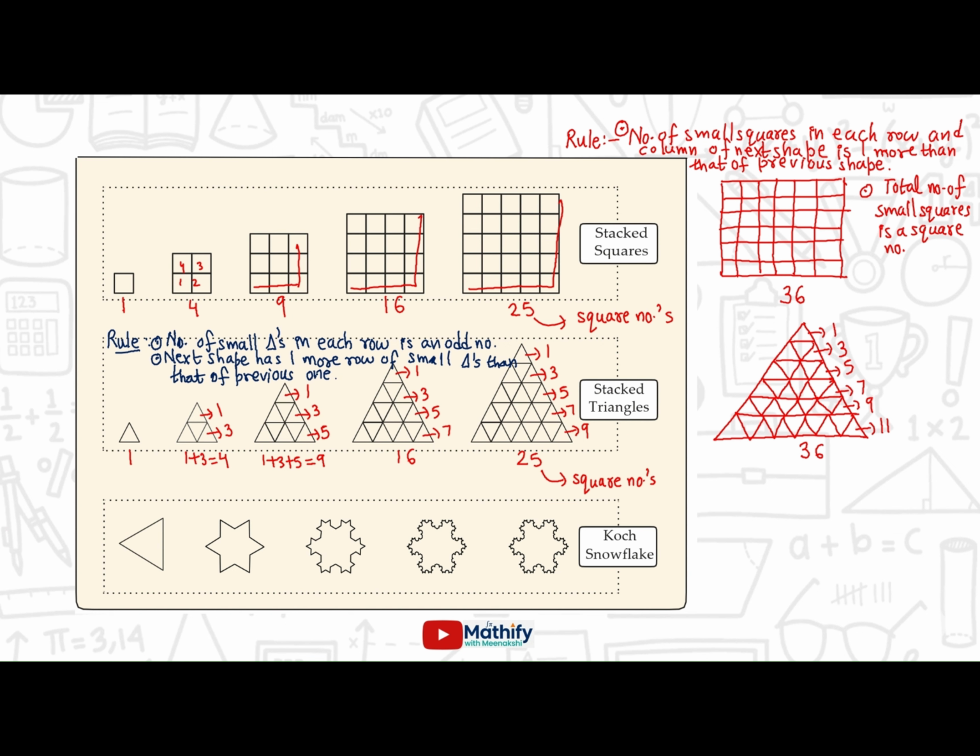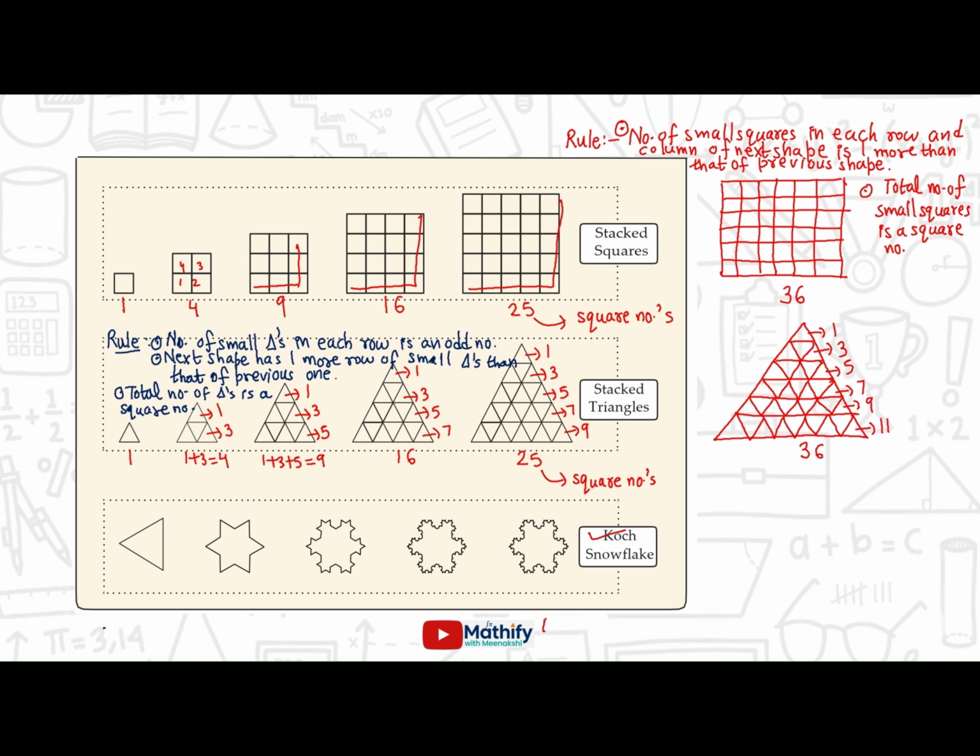And the last thing, the total number of small triangles is a square number. The total number of triangles here is a square number. So these three things you should know for stacked triangles. Now let's move to the last shape sequence, that is the Koch snowflake.